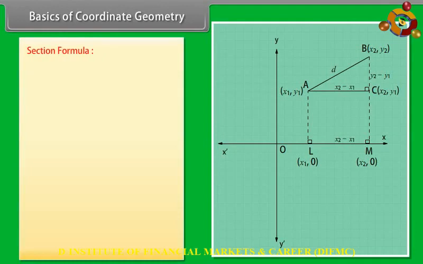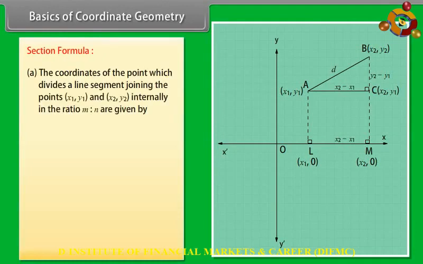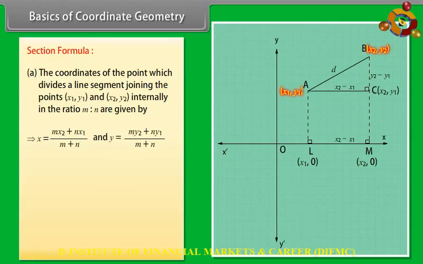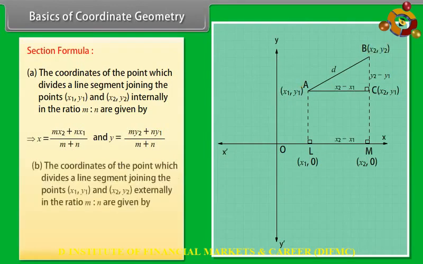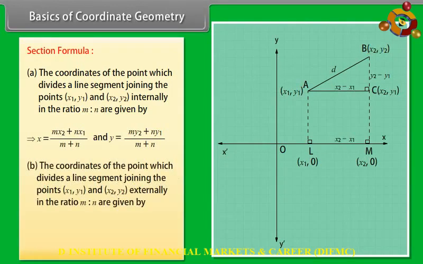Section formula. The coordinates of the point which divide a line segment joining the points (x1, y1) and (x2, y2) internally in the ratio m:n are given by the following. The coordinates of the point which divide a line segment joining the points (x1, y1) and (x2, y2) externally in the ratio m:n are given by the following.